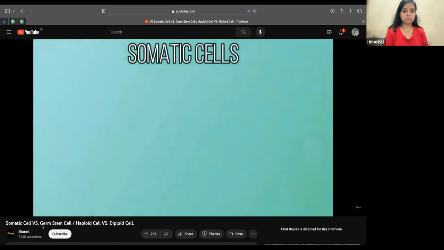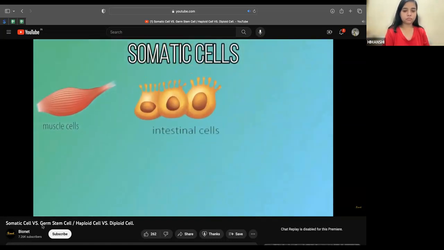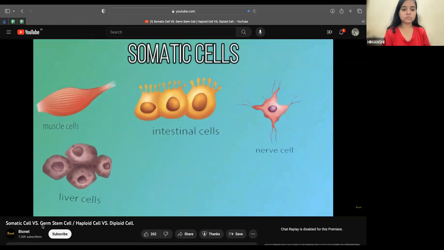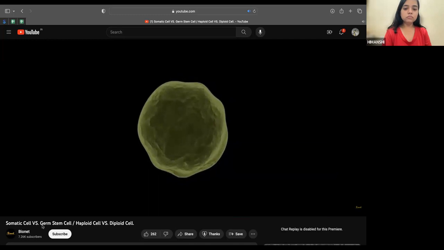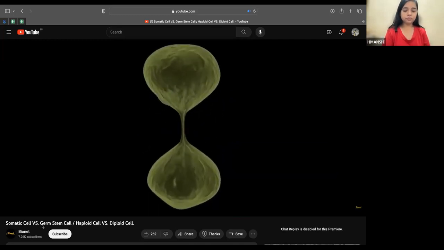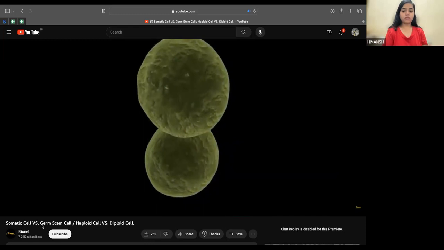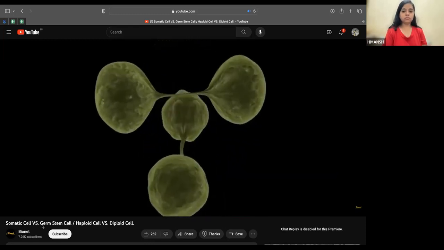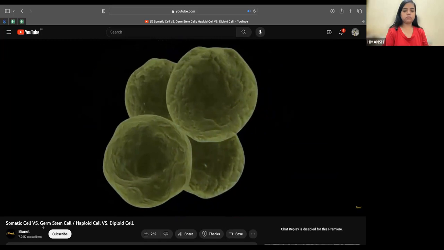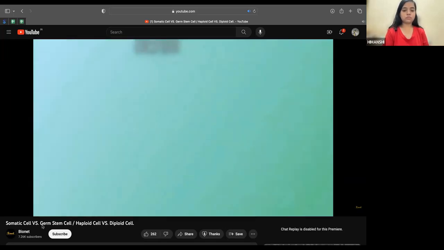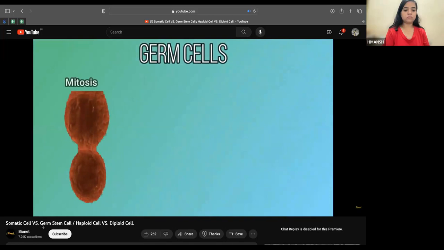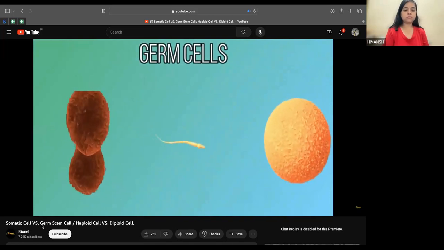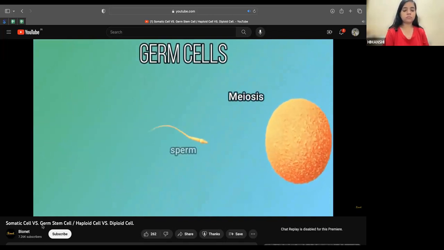Somatic cells, like muscle cells, intestinal cells, nerve cells, liver cells, white blood cells, and so on. All these cells multiply by mitosis, except nerve cells. The second type of cells is the germ cells, or sex cells. They undergo mitosis to multiply, or meiosis to give birth to gametes.